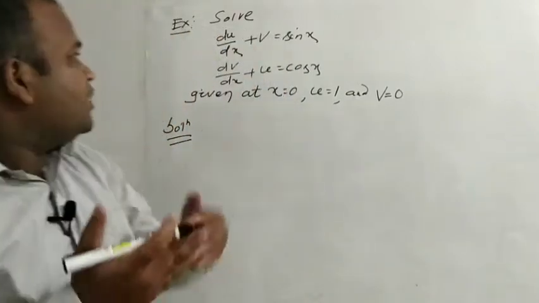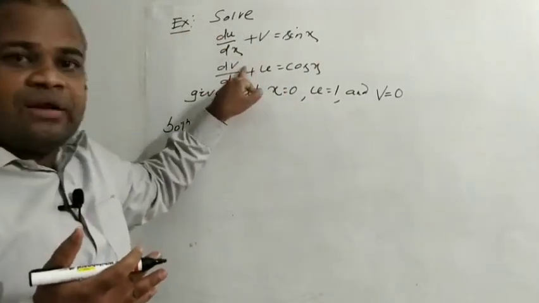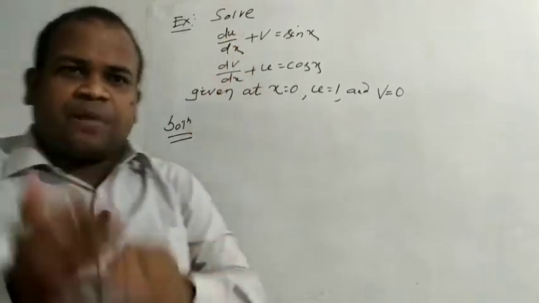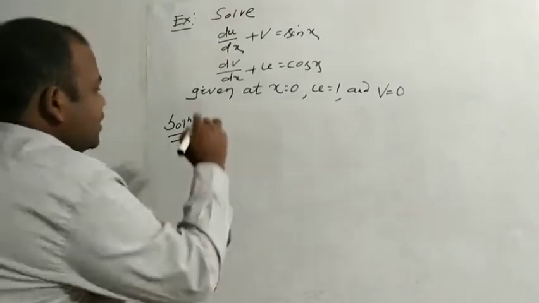If you eliminate u, you will get the value of v. If you eliminate v, you will get the value of u. This is known as the method of elimination. Okay, so now you will solve it.